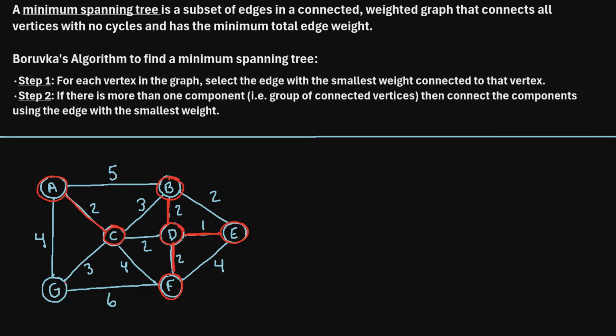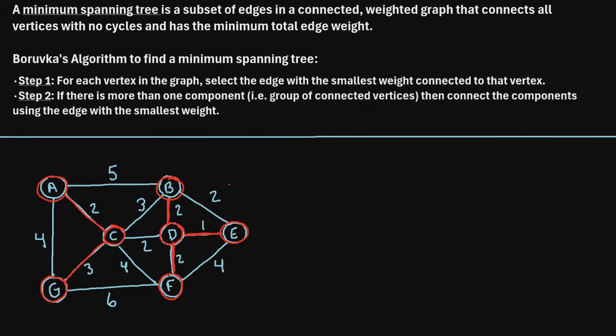And then lastly, we'll move on to vertex G down here. And the edge with the smallest weight connected to this vertex would be this edge right here with a weight of 3. So we're done with step 1 in the algorithm. For each vertex, we selected the edge with the smallest weight connected to that vertex. Step 2 says if there's more than one component, which is just a group of connected vertices, then connect the components using the edge with the smallest weight.